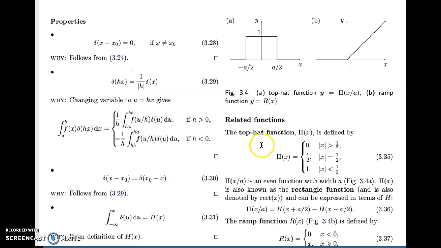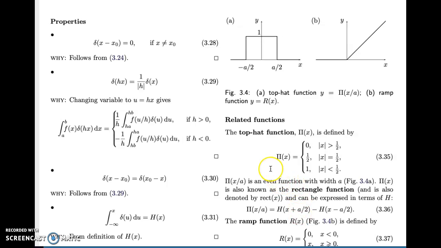So just to mention some related functions, the top hat function is very useful, particularly when you're talking about diffraction, or single slit experiments, that sort of thing, and when you're doing Fourier transforms, which are related things. So the top hat function is basically what you've got here. It's a bit like the step function, except it's a step up and then a step down again. So you can in fact define it in terms of the step function.